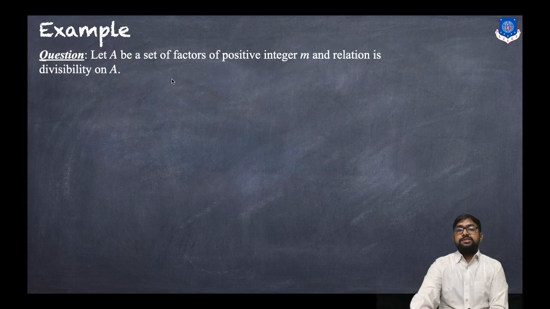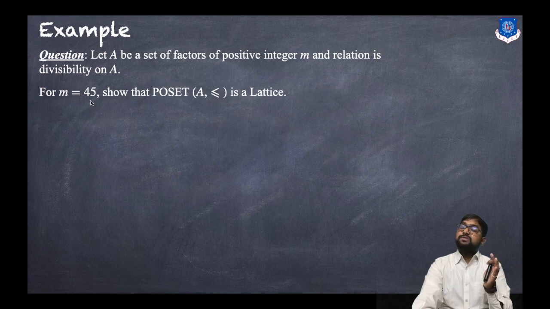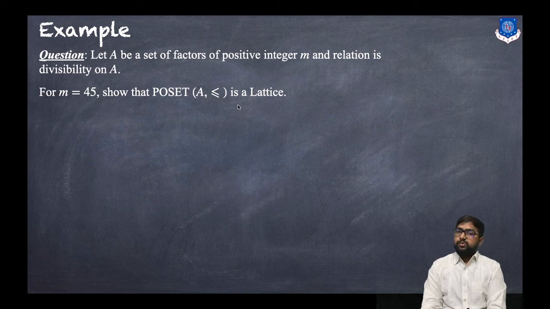The question is: let A be the set of divisors of a positive integer m and the relation is divisibility on A. So the divides relation is there, and m is 45. Show that it is a lattice. So this is the question and we need to check whether it is a lattice or not.